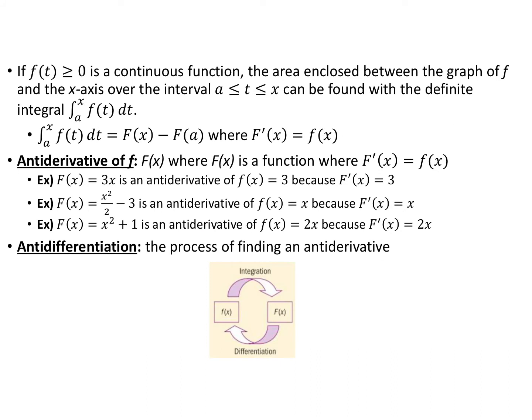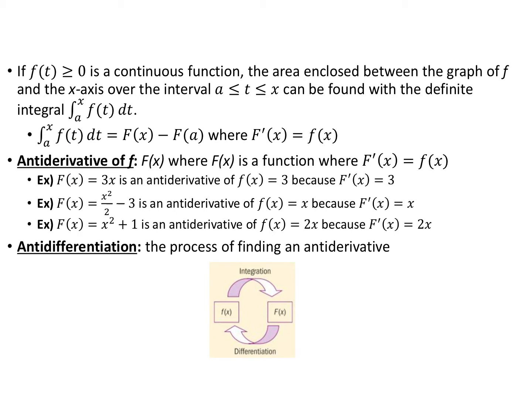Here are a few more notes. I would pause the video and write them down. So if f of t is a positive continuous function, then the area enclosed by the graph and the x-axis in that interval can be defined by the definite integral a to x of f of t dt, where that thing is equal to capital F of x minus capital F of a, where the derivative, or capital F prime of x, is equal to our original function. So our new function's derivative is equal to our original function. This is called the antiderivative of f.